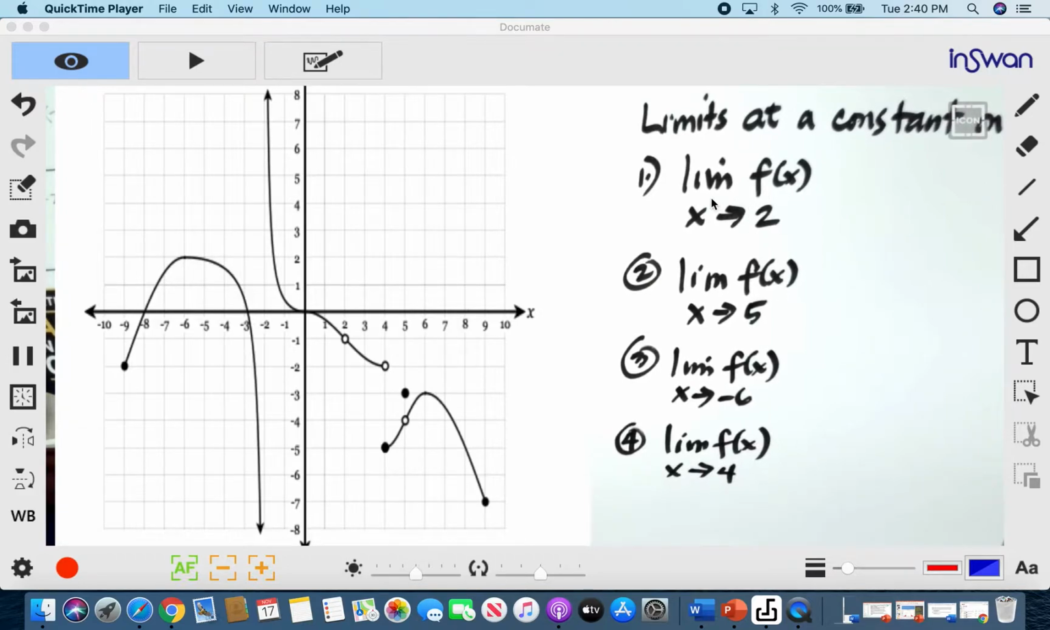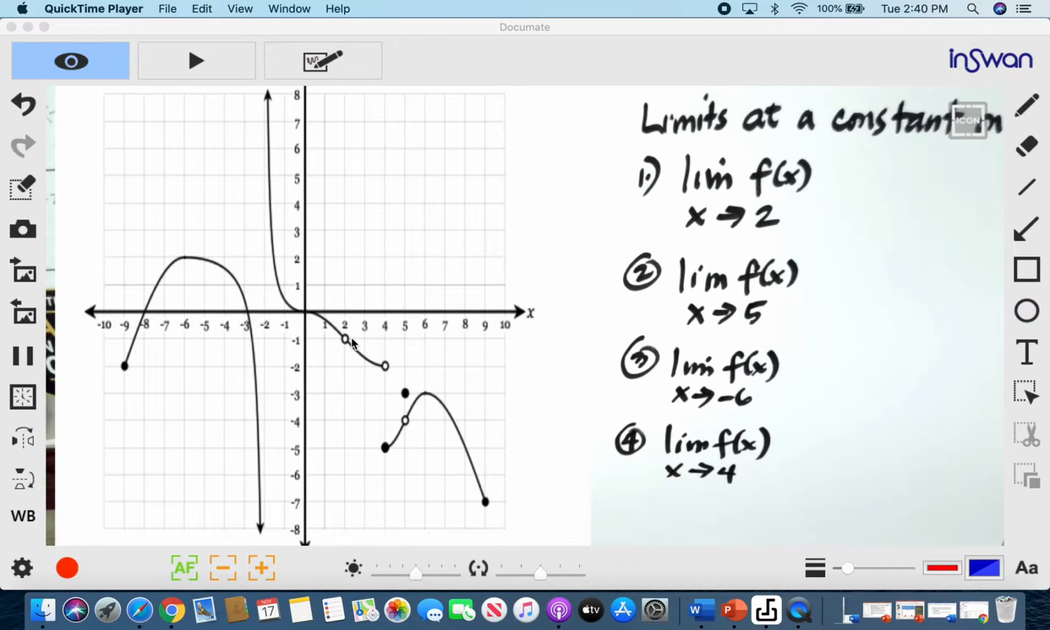So let's go first with limits of f of x as x approaches 2. So our 2 is here, all right? So we are referring to this graph. Now from the right, your y is approaching negative 1. And from the left, as x approaches 2, it approaches also negative 1. Notice that it is a hole.